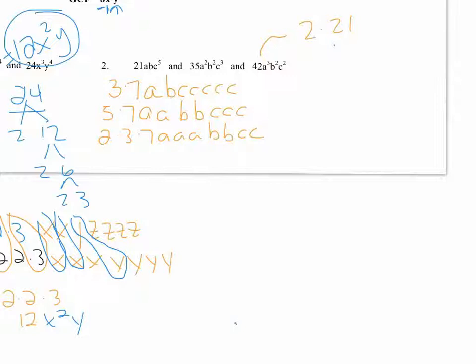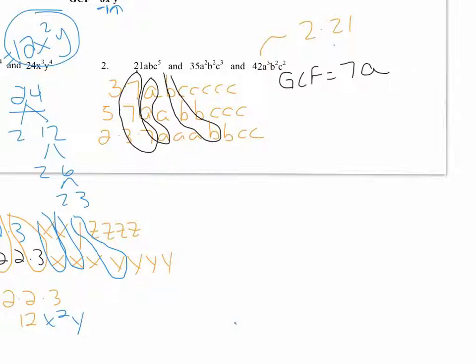So now what do they have in common? Well, they all three have a 7. So our GCF is 7. And then let's look at the A's. Well, they all have just one A in common, so it's going to be A. How many B's? Well, there's a B. And then I believe I see 2 C's here.